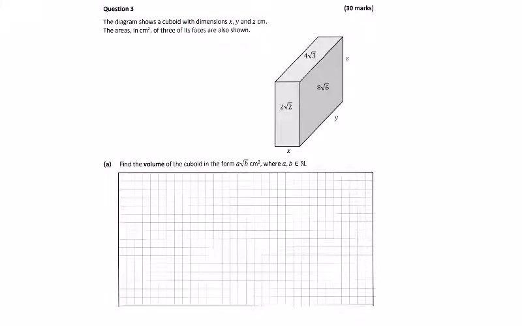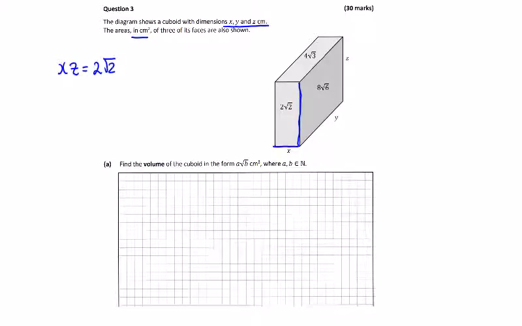2021 Leaving Cert question 3. The diagram shows a cuboid with dimensions x, y, z. The areas in centimeters squared of the faces are shown. So this one here is x times z is equal to 2 root 2. We'll do it up here. x times z is equal to 2 root 2.